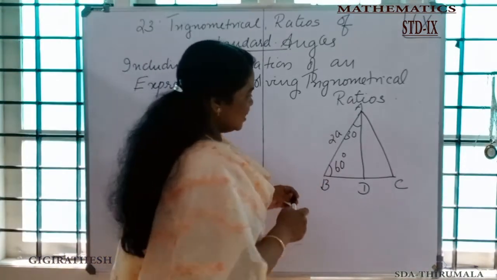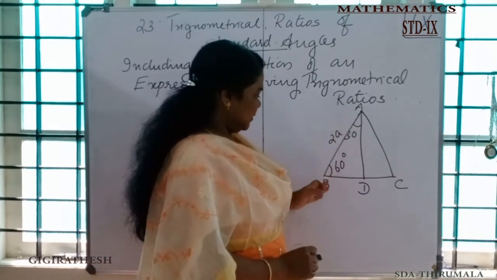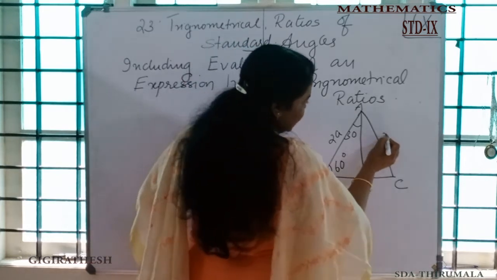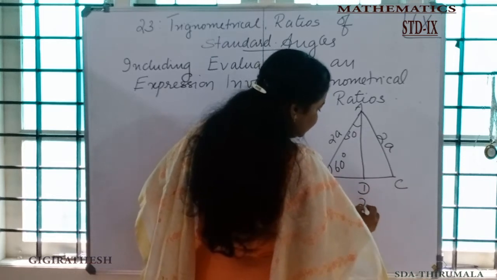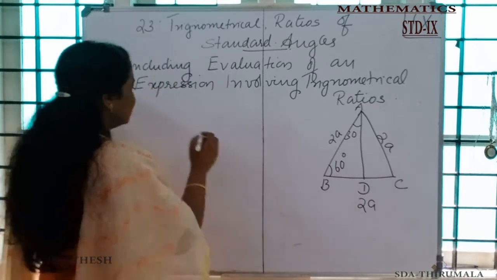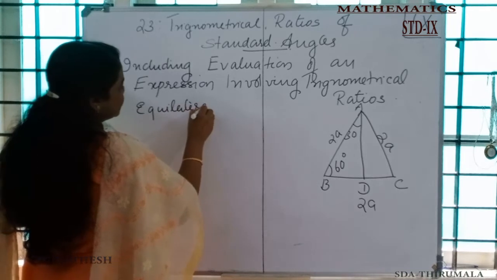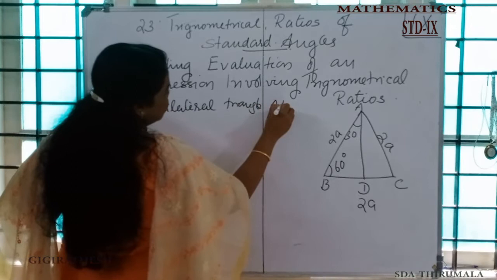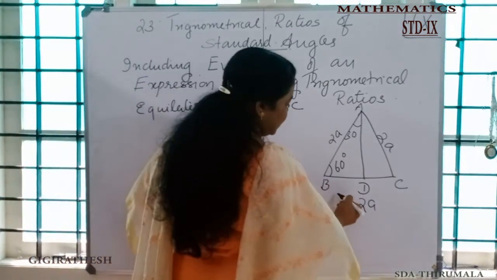Here there is an equilateral triangle ABC, and the side AB is equal to 2A. Since this is an equilateral triangle, the side AC is equal to 2A, and BC is also equal to 2A. Equilateral triangle ABC. And what is the value of BD?